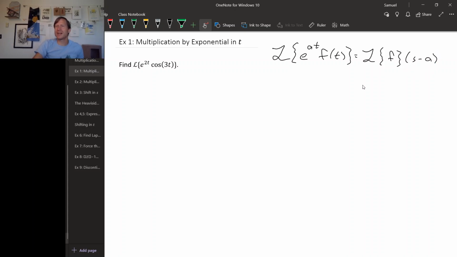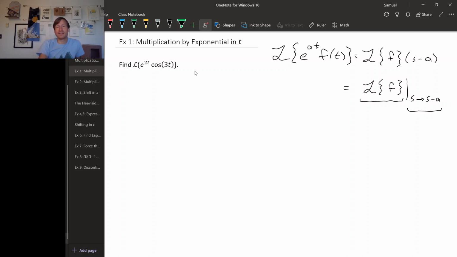I find this way of writing it a little bit clumsy. What I prefer is to write the Laplace transform of f, but then you replace s by s minus a when you're done. So I find this a little bit easier to use because it lets you first calculate the Laplace transform of f, and then after you're done finding that, you do this substitution to do the shift in s.